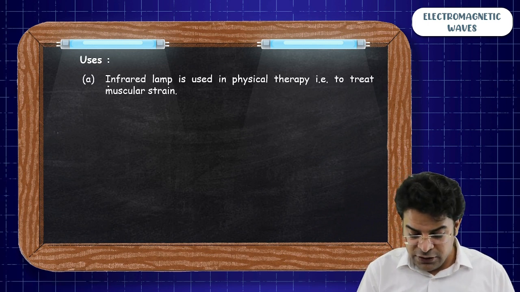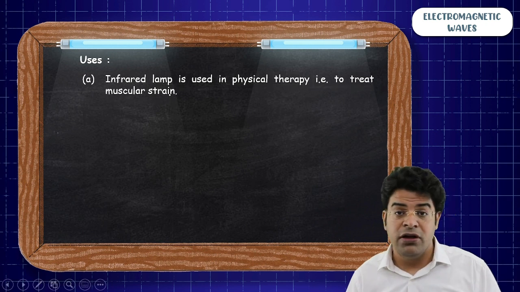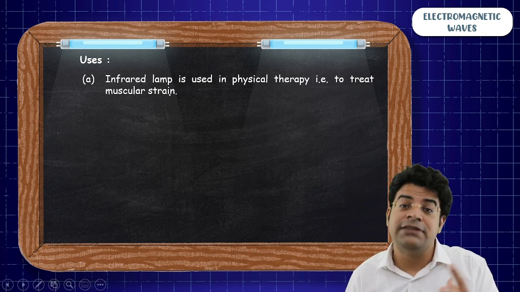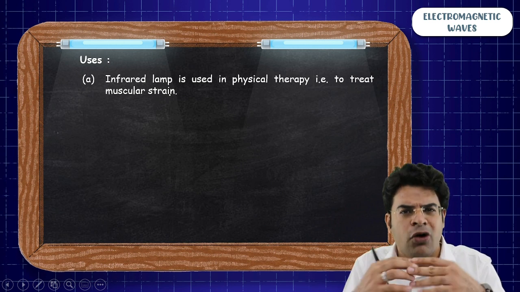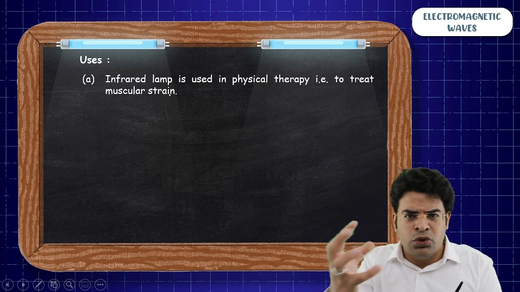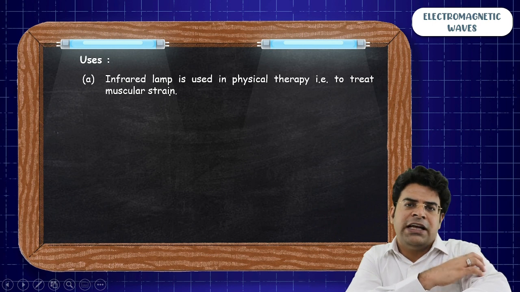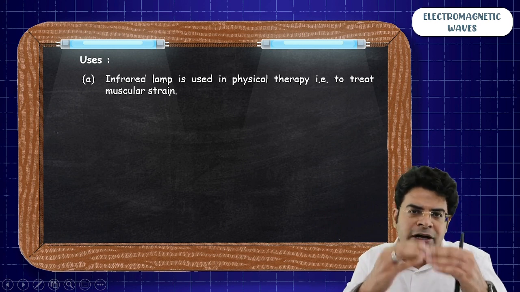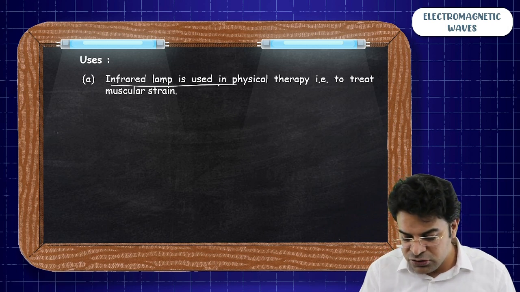The first use: infrared lamps are used in physical therapy, that is, to treat muscular strain. Since you are going to be doctors, and some of you might become orthopedic, you should know that infrared radiations are nothing but the radiation given by hot objects. You take a stone, heat it up and place it where the patient has a muscular cramp. The radiation coming out of the hot stone is infrared radiation. So infrared lamps are used in physical therapy.